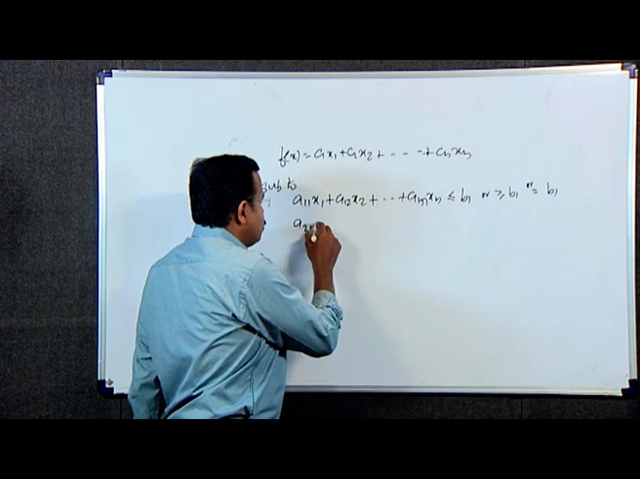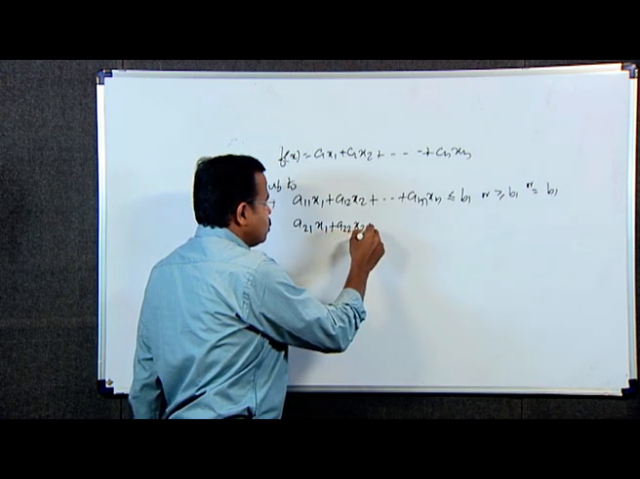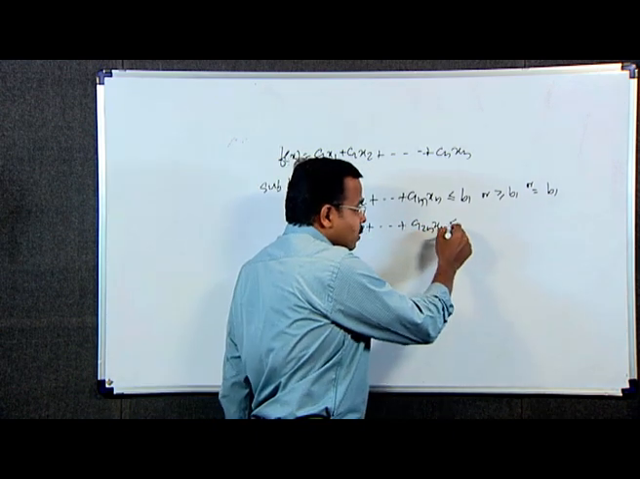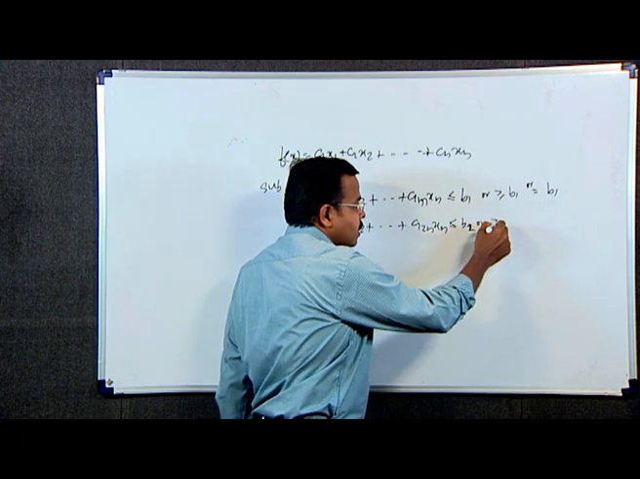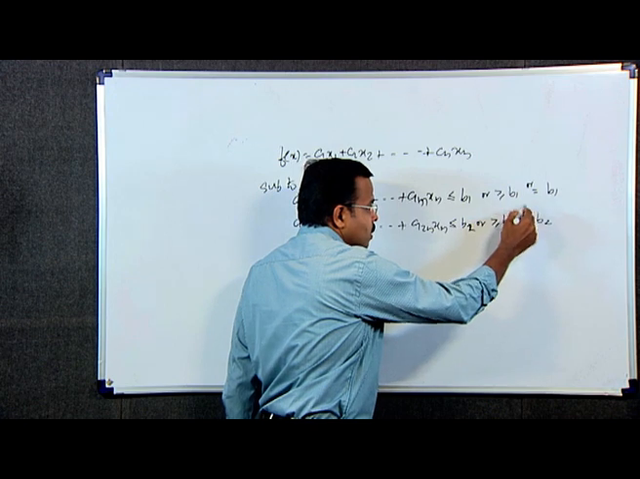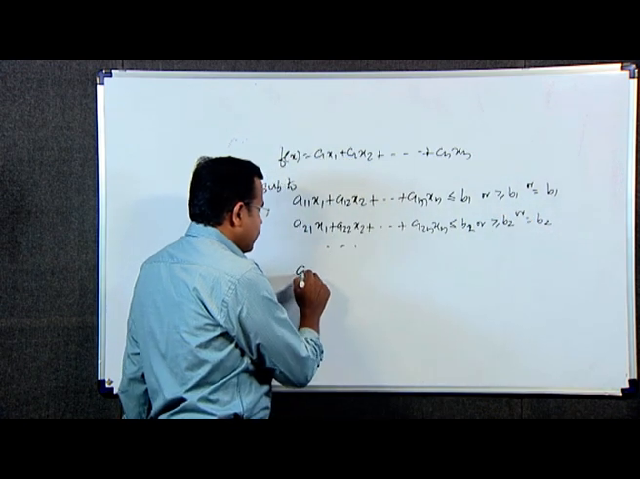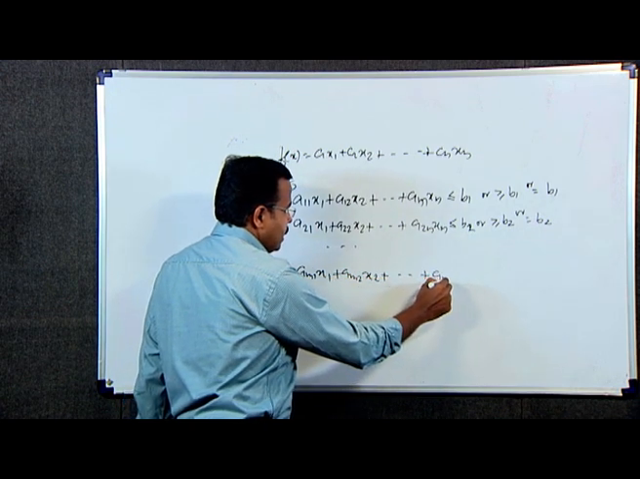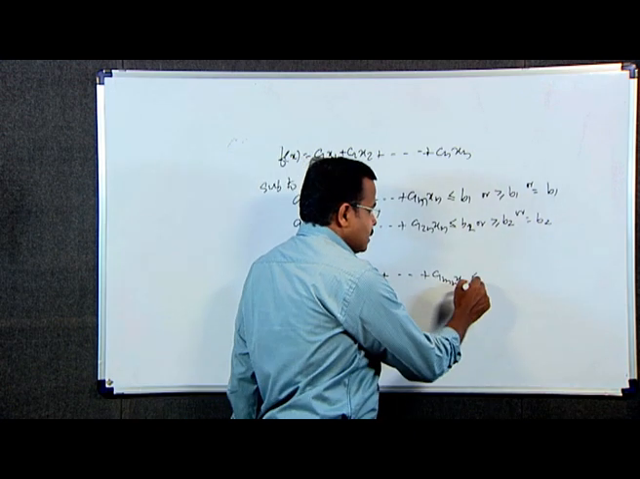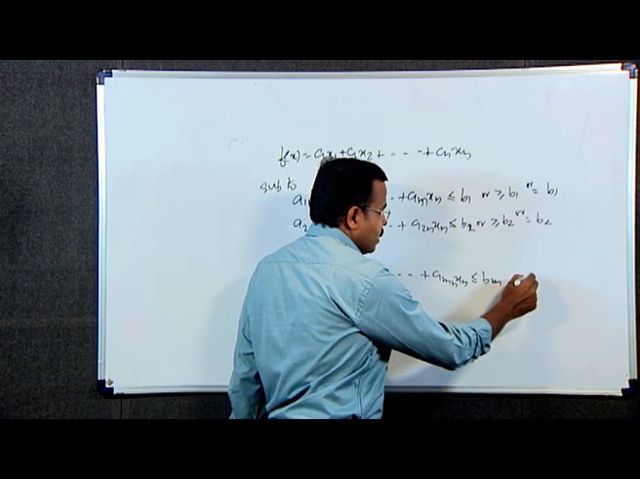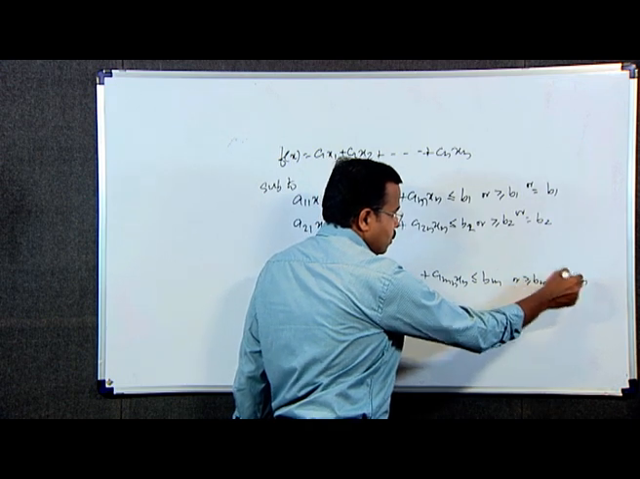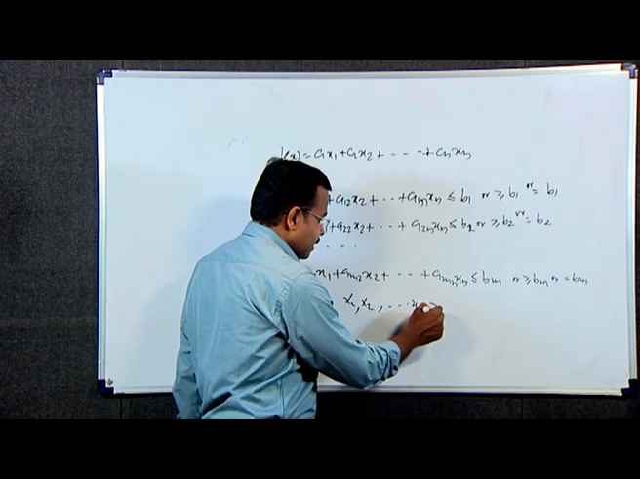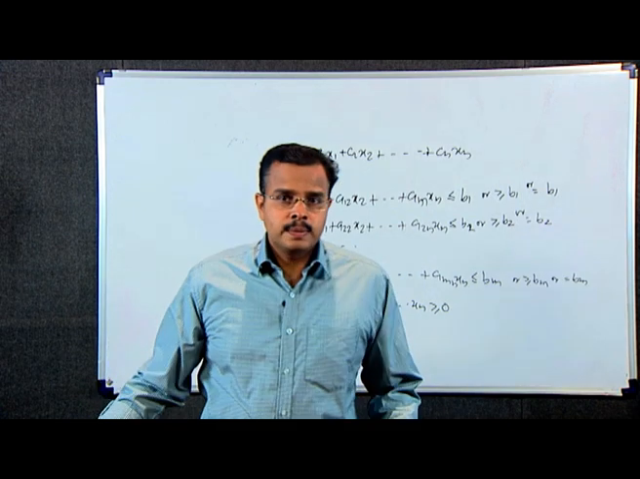and second constraint a21 x1 plus a22 x2 etc. plus a2n xn, that also less than or equal to b2 or greater than or equal to b2 or equal to b2, and am1 x1 plus am2 x2 etc. plus amn xn less than or equal to bm or greater than or equal to bm or equal to bm, where x1, x2 etc. xn are greater than or equal to 0.